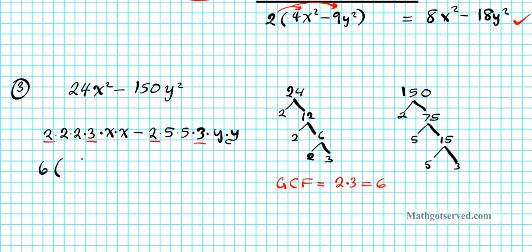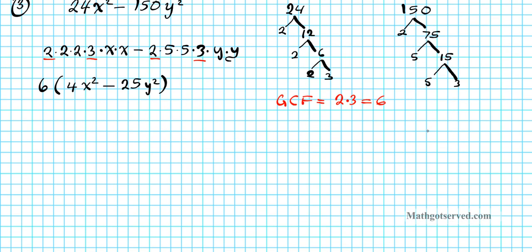So 2 times 2 is 4, times x is 4x squared, minus 5 times 5 is 25, times y is 25y squared. Okay? Now this is a difference of squares. The quantity in the parentheses is a difference of squares because 4x squared and 25y squared are both squares, and we have a difference between these two terms. So to factor a difference of squares, we'll simply root the first term and the last term, and we'll add and subtract the square root of those terms.